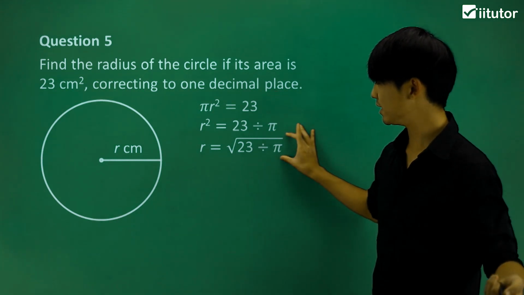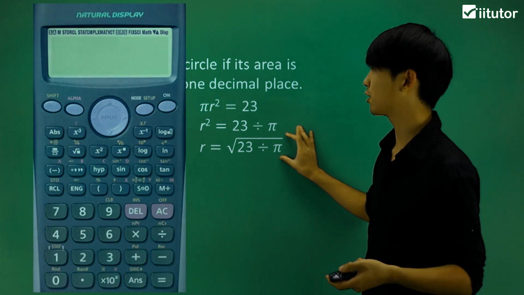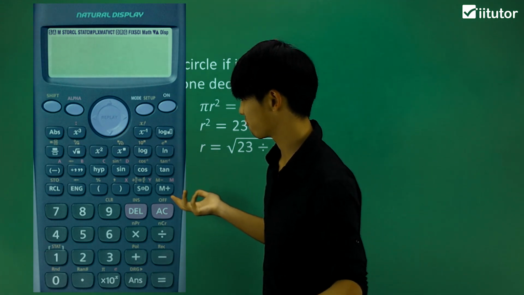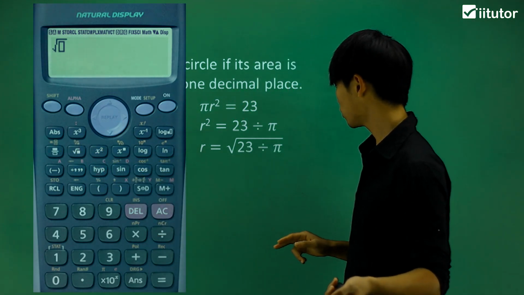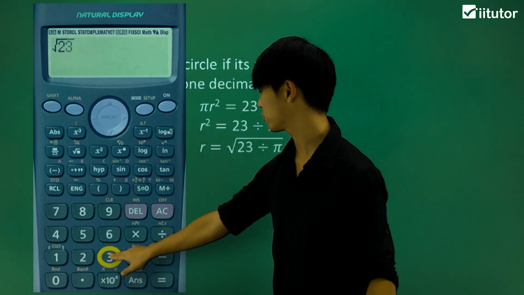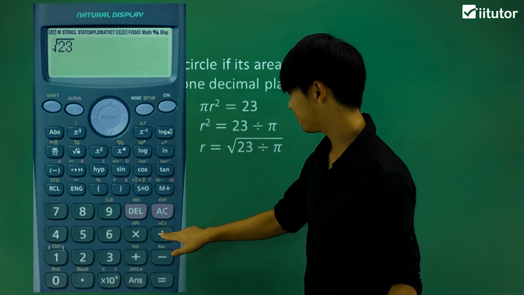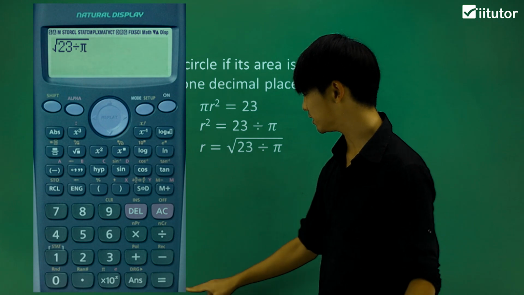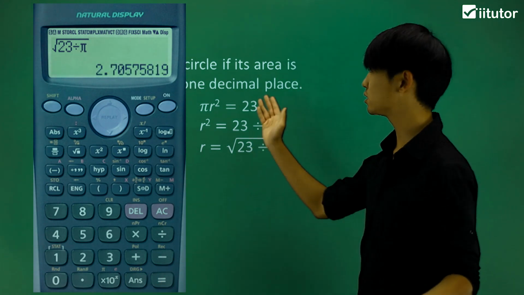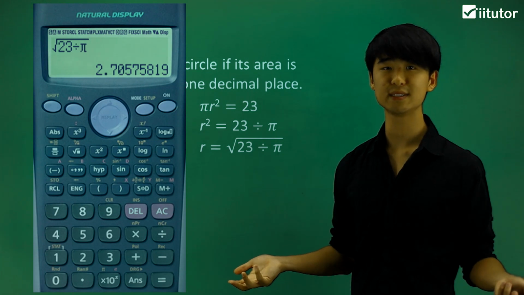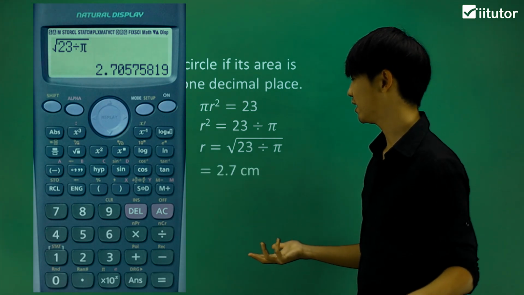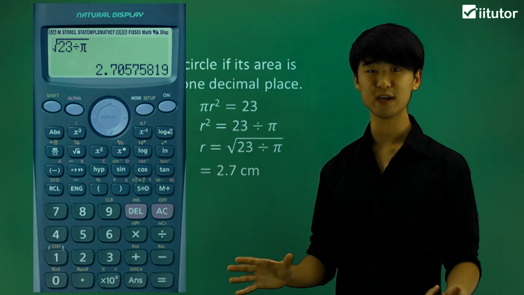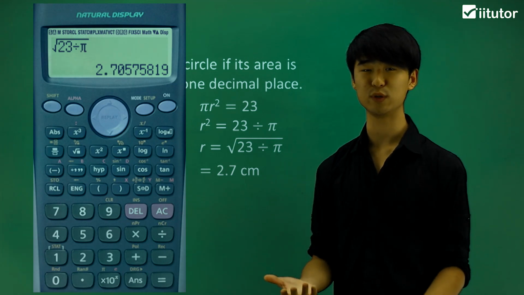So I'm going to put this little nasty thing right into my calculator. First of all, I need to press my square root button, which is this one. Inside there we press 23, and we have divided by pi, which is shift pi. That's what it is, let's press equal. So that's what we get. My answer correct to 1 decimal place is, my radius is 2.7 centimeters. That was a nice question as well. One thing that we can take away from this is the area formula, which is pi r squared.